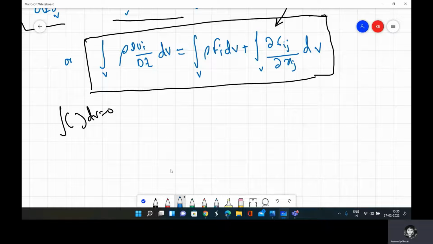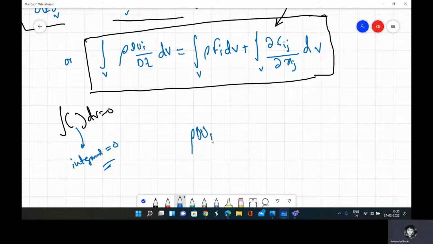But here also the choice of the control volume is taken as arbitrary. It is fixed in space. It is a fixed volume entity, but the choice of that control volume is arbitrary. We can take any control volume from the fluid domain. But for all of the cases, if this integral satisfies to 0, therefore what we can write, the integrand must be 0.